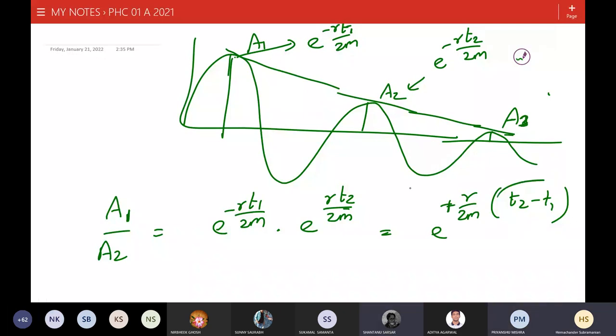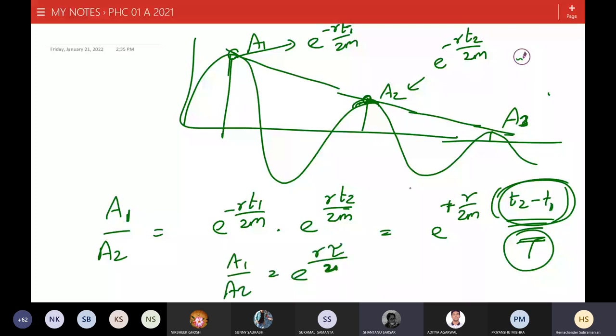What is t2 minus t1? This is tau, the time period, because you're at the peak. You're measuring it at the peak. So A1 over A2 is basically e power r tau over 2m, where tau is your period. That's it, right?